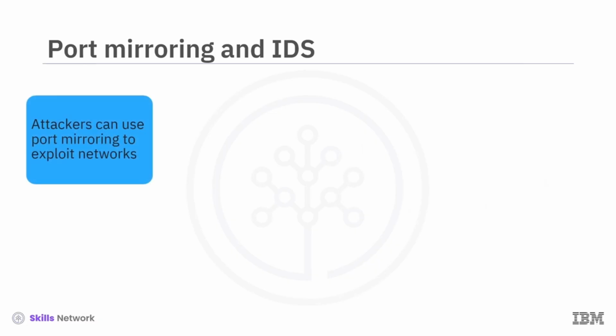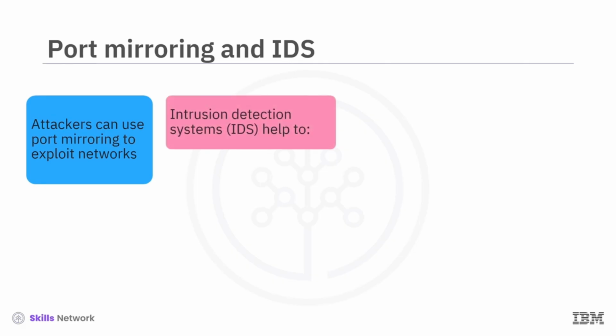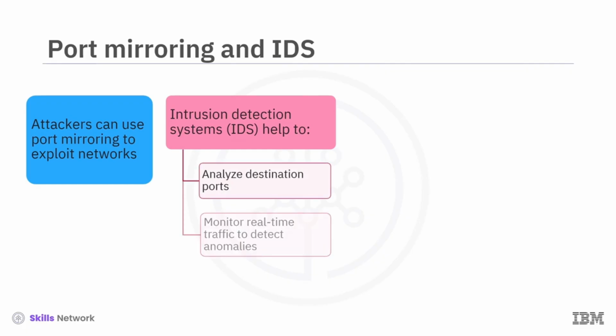Imagine the trouble that might result if an attacker could access a major switch within an organization and set up port mirroring to send a copy of all network traffic back to their servers for exploitation without detection. To fix this, you can send the mirrored packets to an IDS, or intrusion detection system, connected to the destination port for analysis.